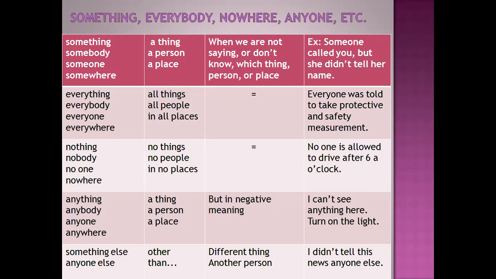Someone called, but she didn't tell her name. Do we know about this person? No. So we call them the determiner. Why? What's the difference between determiner and pronoun? What do you think? Difference between pronoun and determiner.